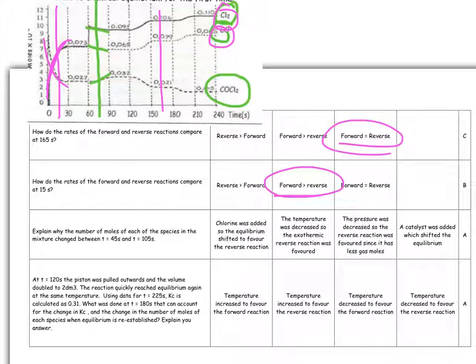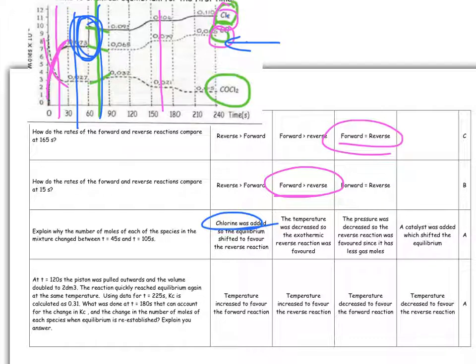Explain why the number of moles of each of the species in the mixture changed between T45 and T105. So in other words, I'm taking a look at this section over here. We can clearly see something happening there, and that is a whole lot more chlorine was added to the system. So that's the only option. The others are wrong. Chlorine was added to the system, so the equilibrium favored the reverse reaction. Why? Because we wanted to move away from the chlorine and go back to the COCl2.